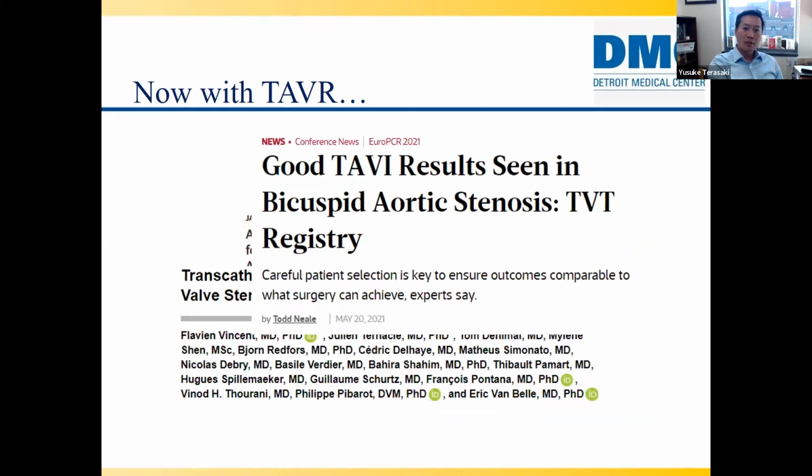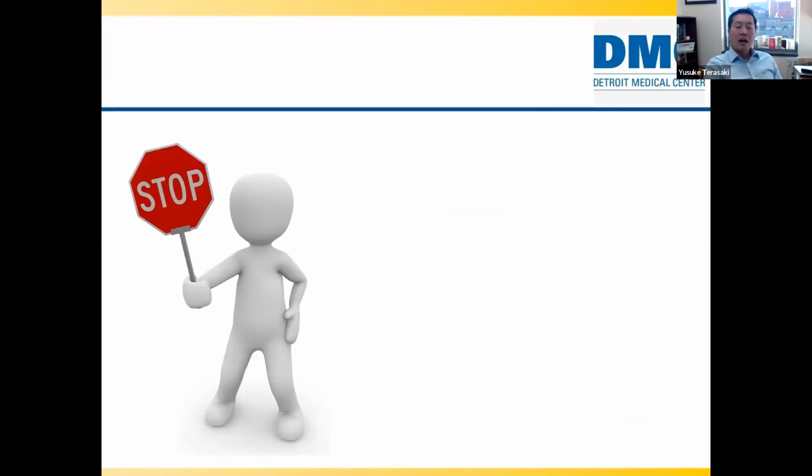So the question is, it seems like the tide is really going towards TAVR, and is this how it's going for the bicuspid valve, just like tricuspid valve aortic stenosis? Is it going to be completely taken over by TAVR procedures now? So I want us to take a little pause here, and I really want to emphasize 2 points.